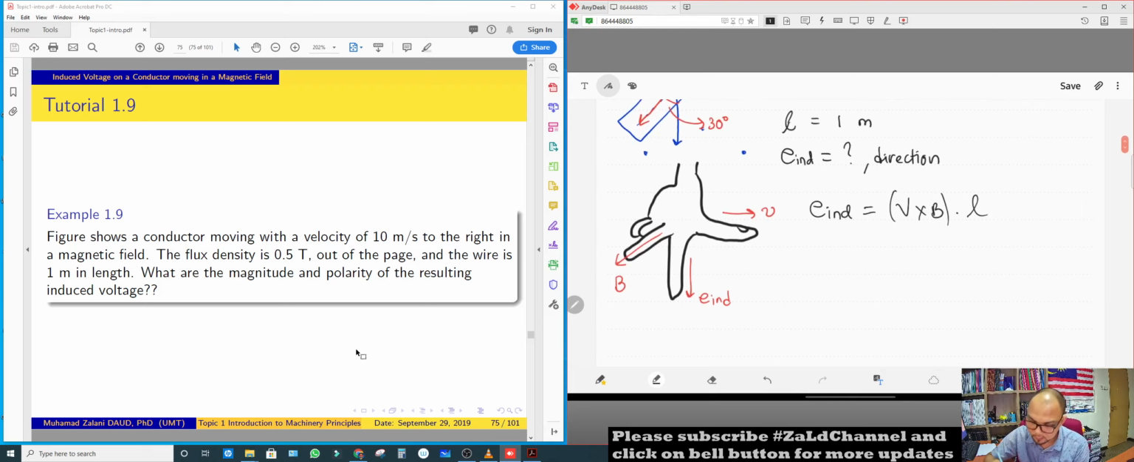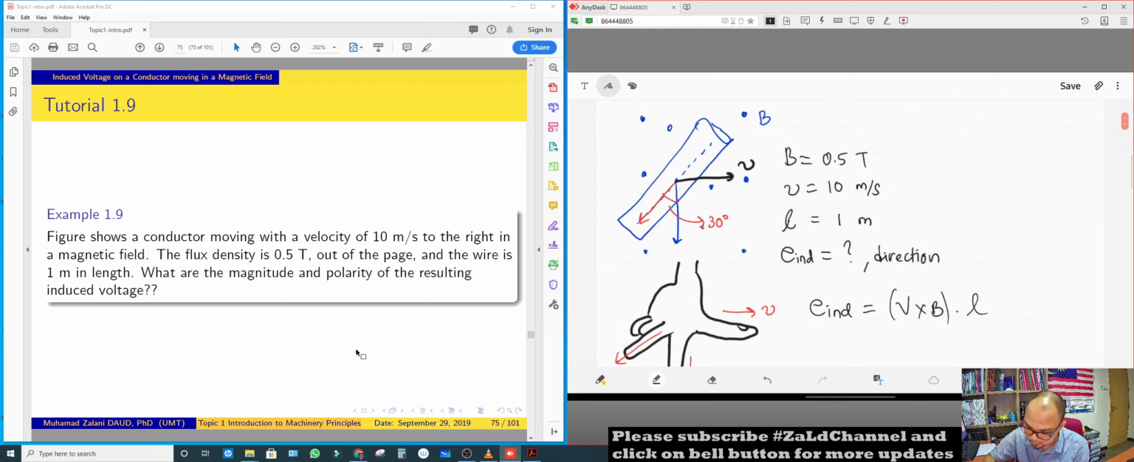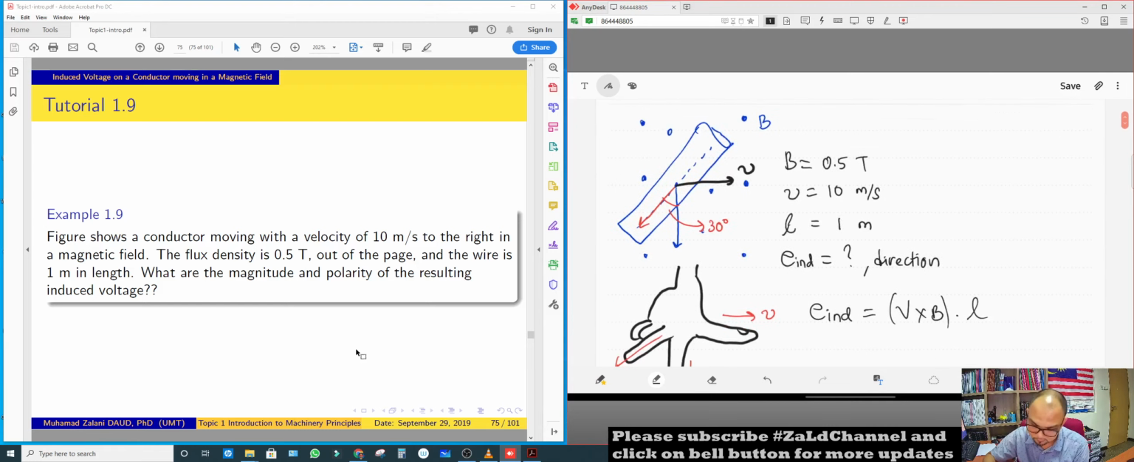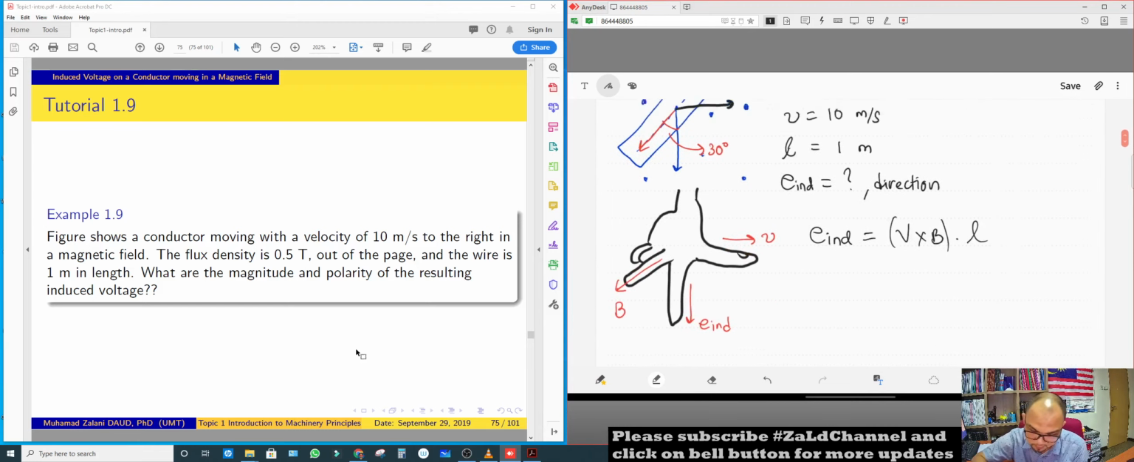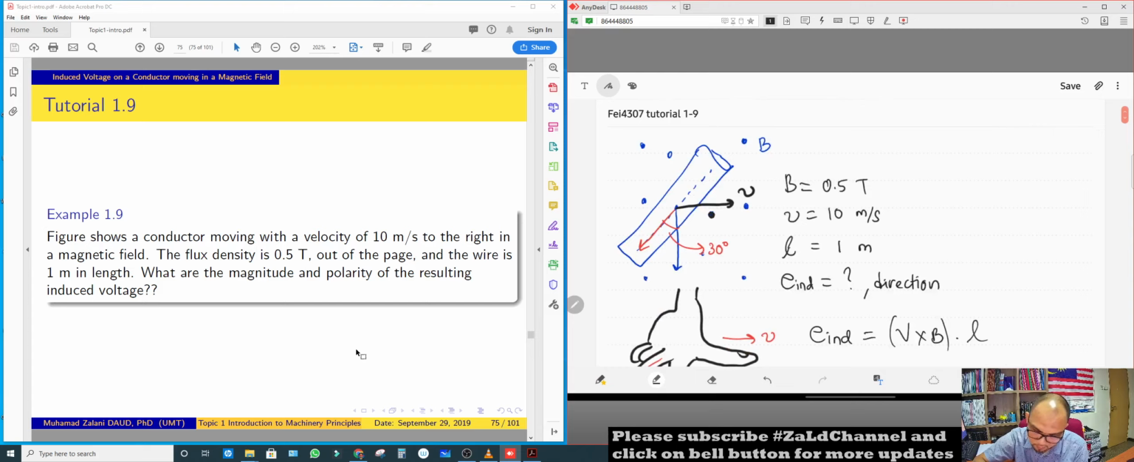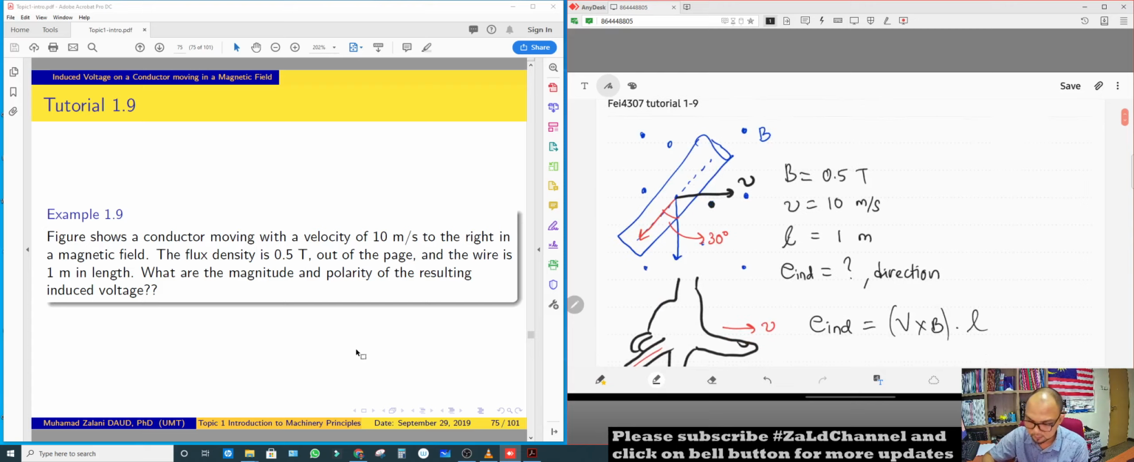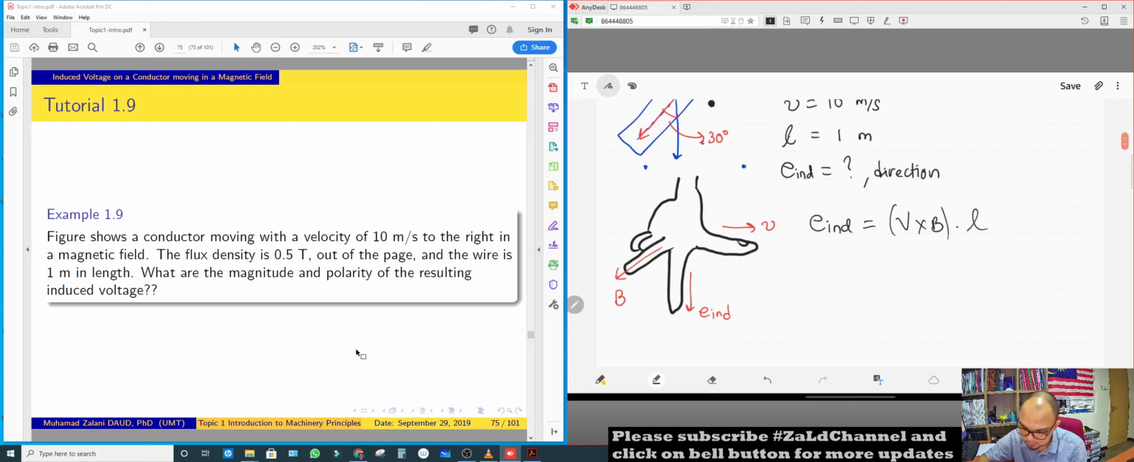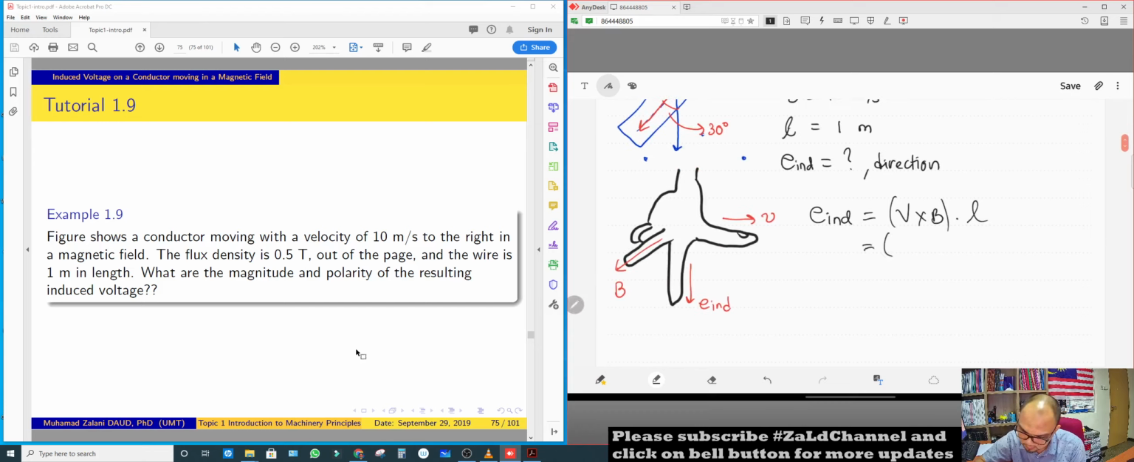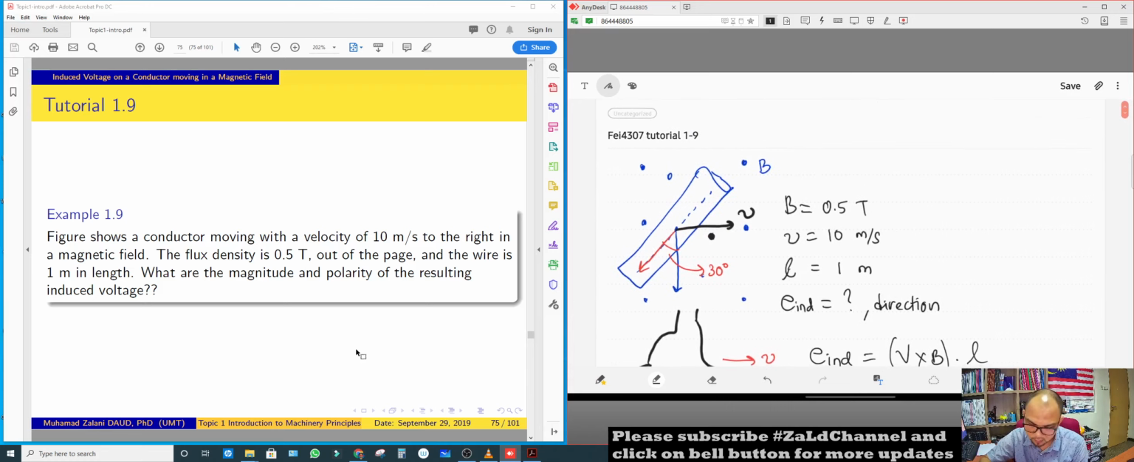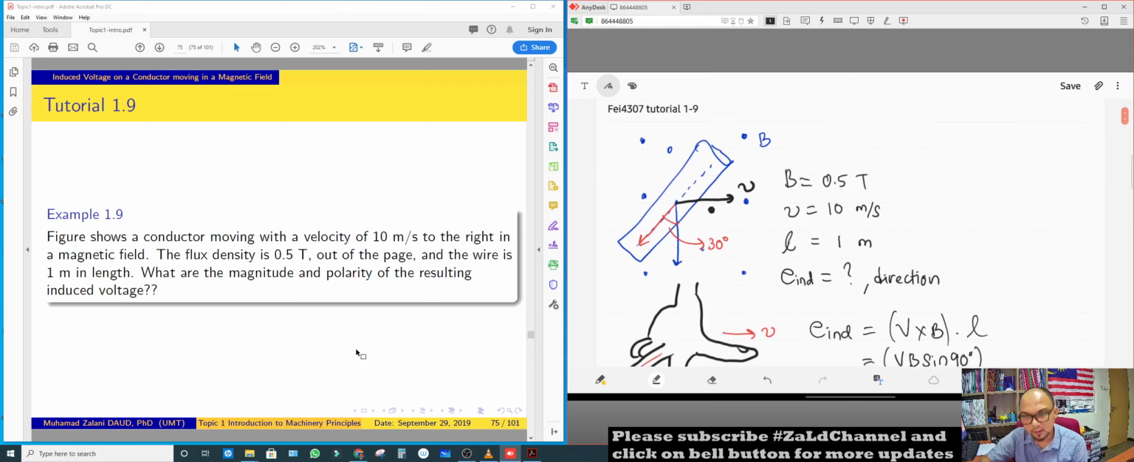But in this case, we know that V and B is perpendicular, right? So V and B is perpendicular. B is out of the page, V is to the right. So V and B is perpendicular. We just can write it as V B sine 90 degree. No problem about that. But the problem is, how about L? Suppose L to be straight.